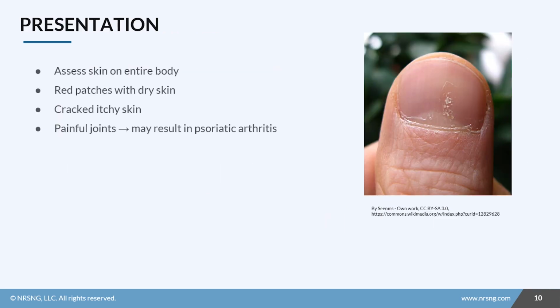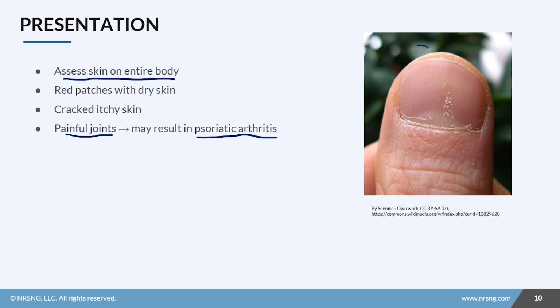So whenever you have a new patient, you should always assess all of the skin on their entire body, including their scalp. Remember that psoriasis usually shows up as red patches with dry skin or cracked, itchy skin. The patient that has psoriasis could also complain of painful joints, which could result in something called psoriatic arthritis. This is rare, but it does happen, and it requires a rheumatologist to be on board to help with the care of this patient.